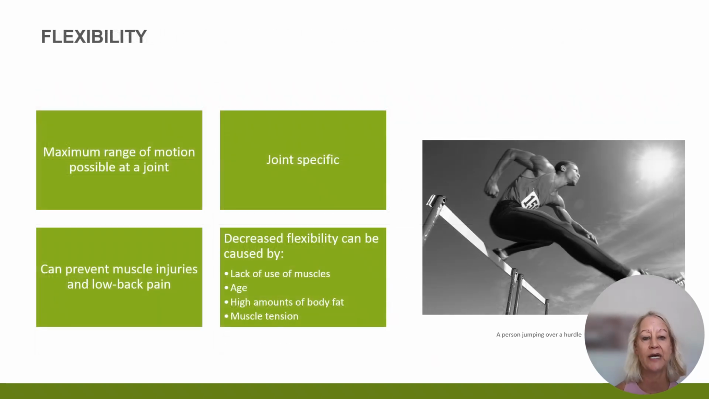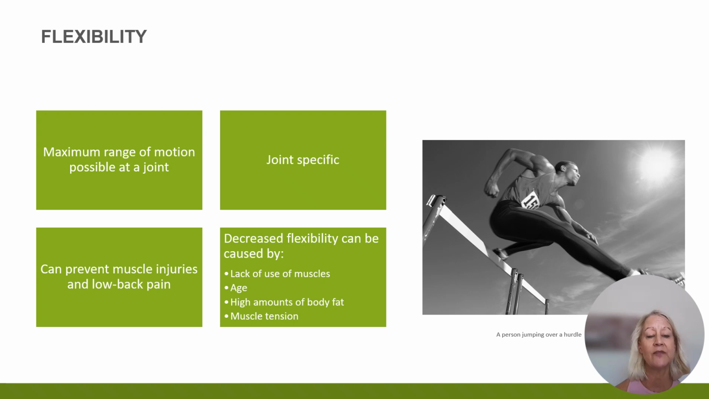Let's talk a little bit about flexibility and range of motion. Flexibility refers to the maximum range of motion possible at a joint, and it is essential for overall movement and function. It is joint specific, meaning some joints naturally allow more movement than others. For example, the shoulder joint is more flexible than the knee. Maintaining good flexibility helps to prevent muscle injuries, reduce stiffness, and lower the risk of low back pain by allowing muscles and joints to move freely through their full range.